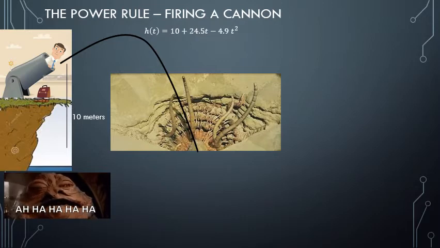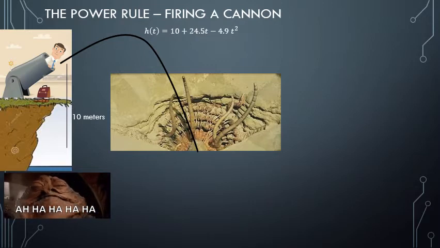His height as a function of time in seconds, let's mention that we want our time in seconds, height in meters, is 10 plus 24.5 times time in seconds. So after 1 second, t would be 1. After 2 seconds, t would be 2, etc. And then we subtract out the gravity factor, which is 4.9 times t squared.